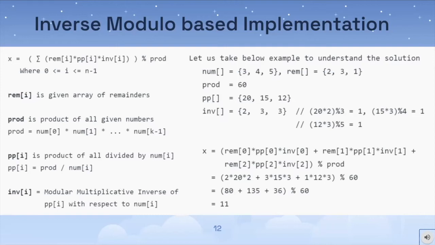And we have specific Java code to implement that. And eventually, we calculate x from all those arrays we get from the previous code. And eventually, we got 11 in this example.